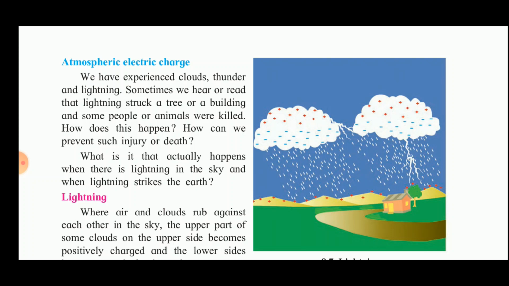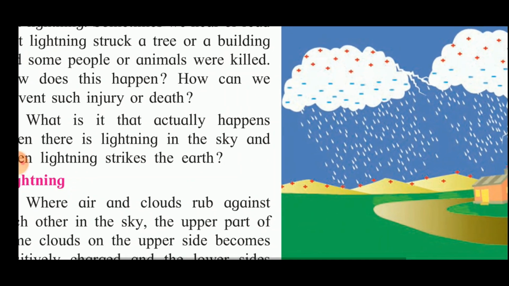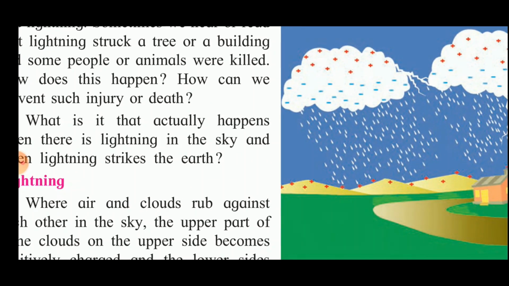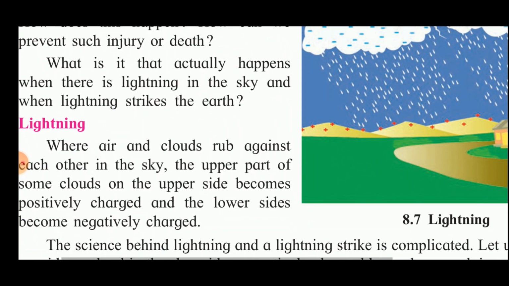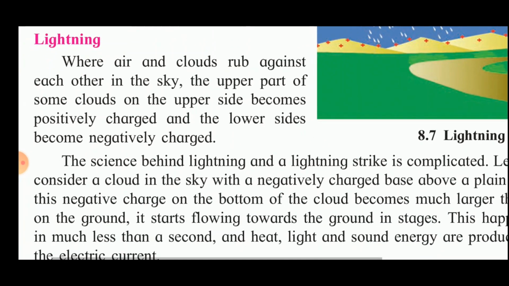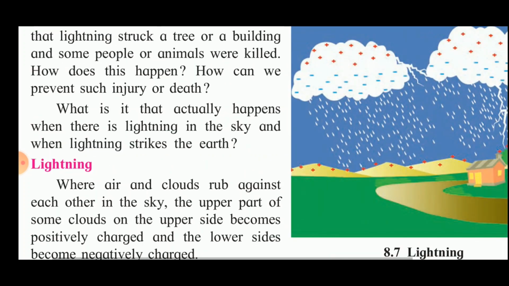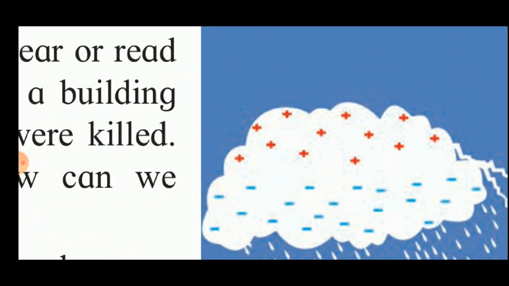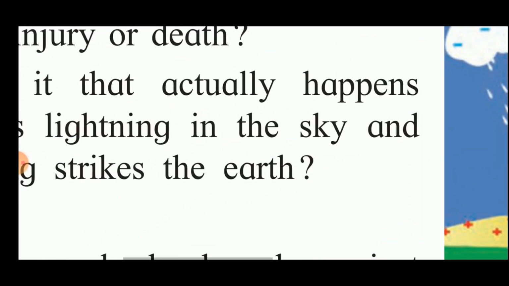What actually happens when there is lightning in the sky and when lightning strikes the earth? When lightning strikes the earth, it means electric charges in the cloud come down on the surface of the earth, and the temperature of that lightning is much more than the temperature of the sun. When air and the clouds rub against each other in the sky, the upper part of the clouds, here see in the figure, becomes positively charged, and the lower side becomes negatively charged.